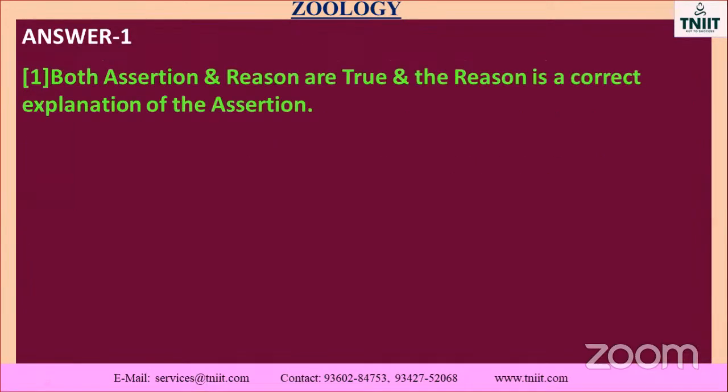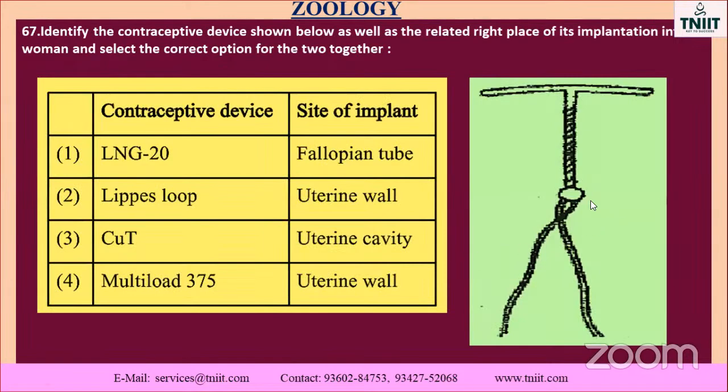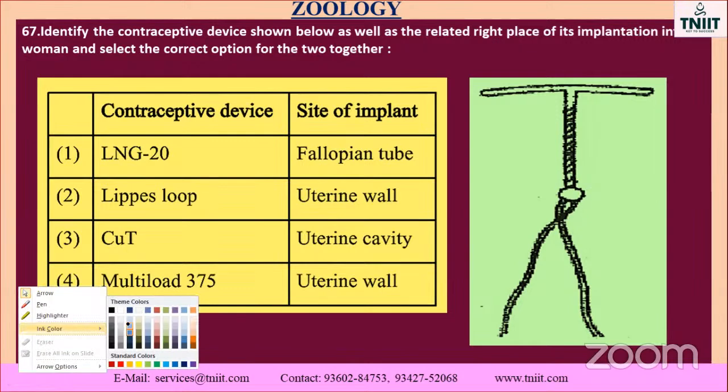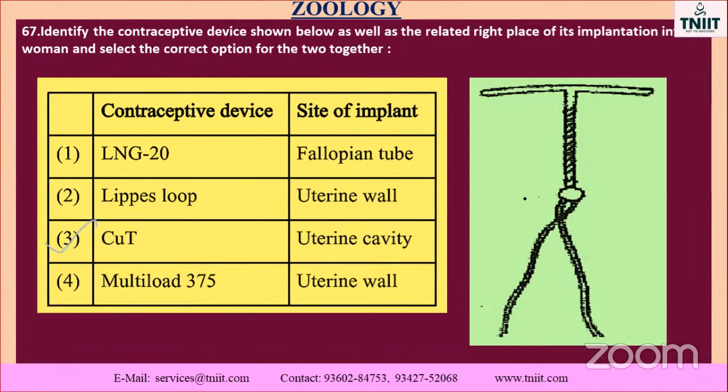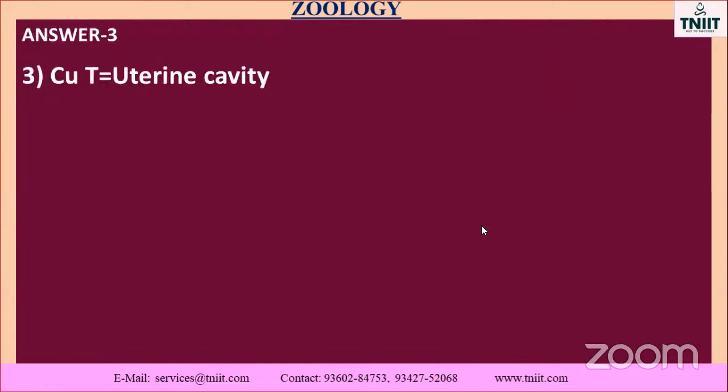And this last one, you can see the option. Copper T, isn't it, made here? It is not a fallopian tube, it is not a uterine wall. So copper T is the correct answer. So the option is C. See the structure. Okay, go to the next one.